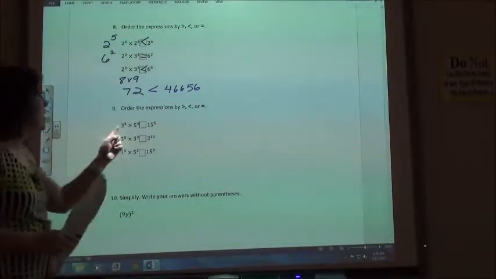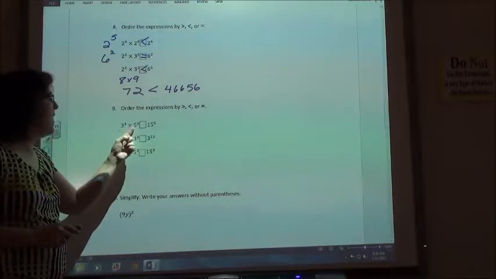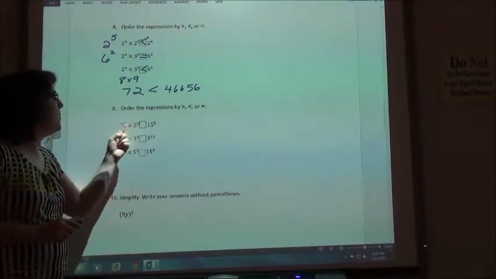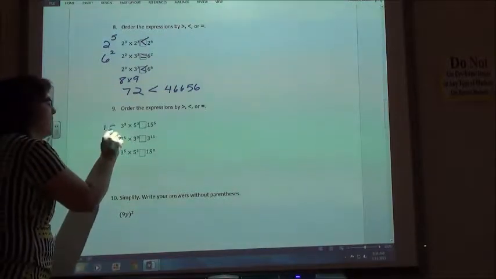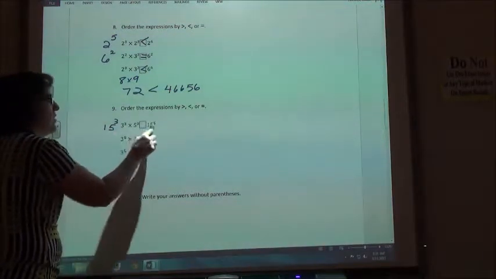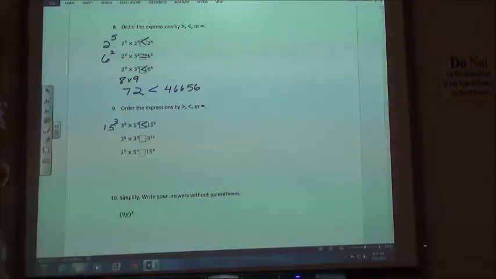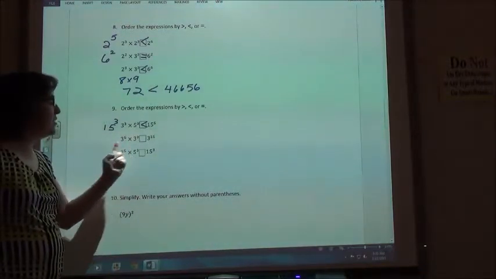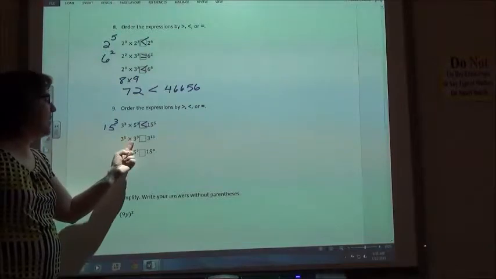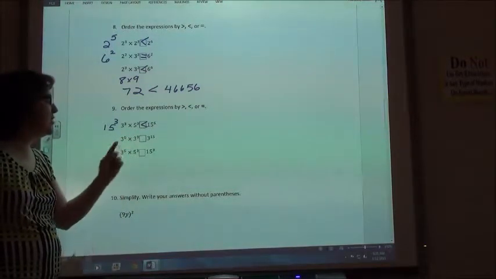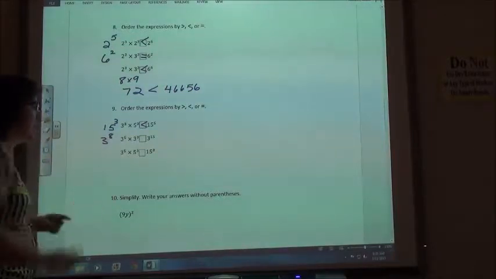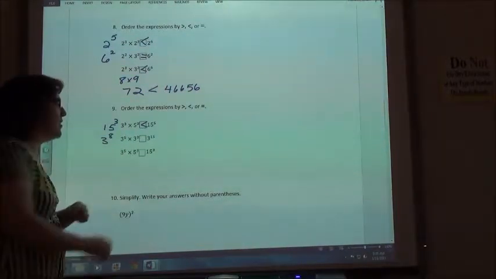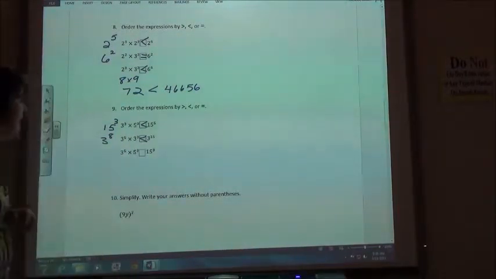The next one here, I've got 3 to the 3rd and 5 to the 3rd. My exponents are the same, so I multiply my bases. I would get 15 to the 3rd. 15 to the third is going to be less than 15 to the fifth. On this one, my bases are the same. 3 to the fifth and 3 to the third. If my bases are the same, I add my exponents, I get 3 to the eighth. 3 to the eighth compared to 3 to the 15th, going to be less than.